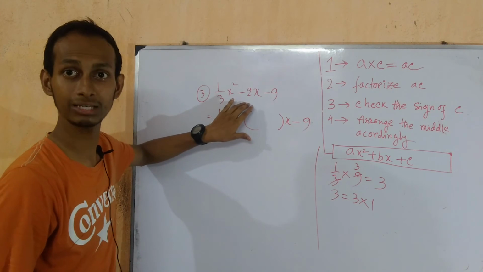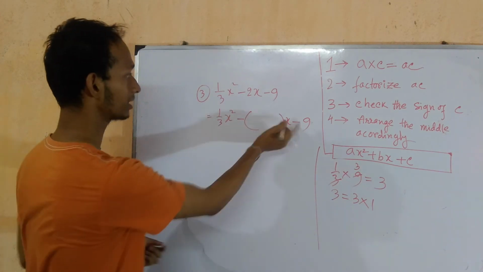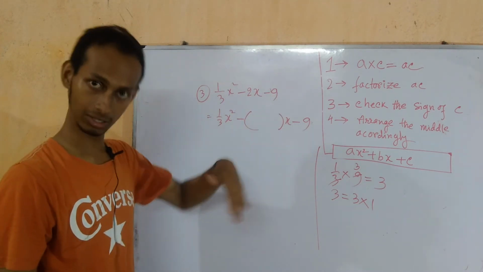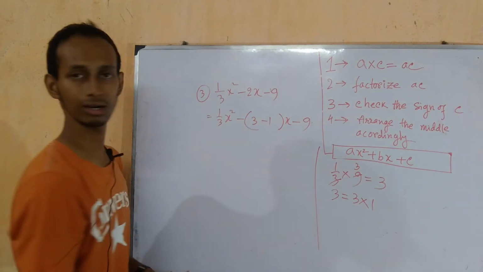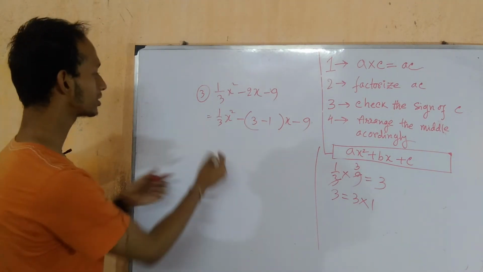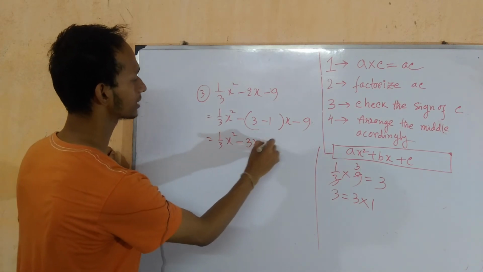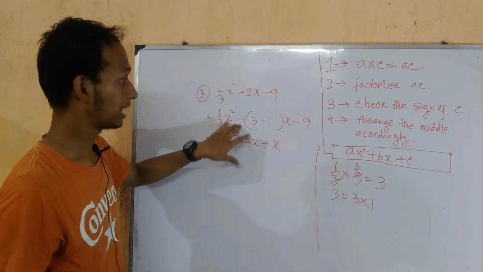Just in the place of that 2, what will be there? 3 minus 1. Because we know that the constant term contains the minus sign, that means we are doing the subtraction here. So 3 minus 1. Up to this you got, then it is nothing but 1/3 of x square minus 3x plus x.